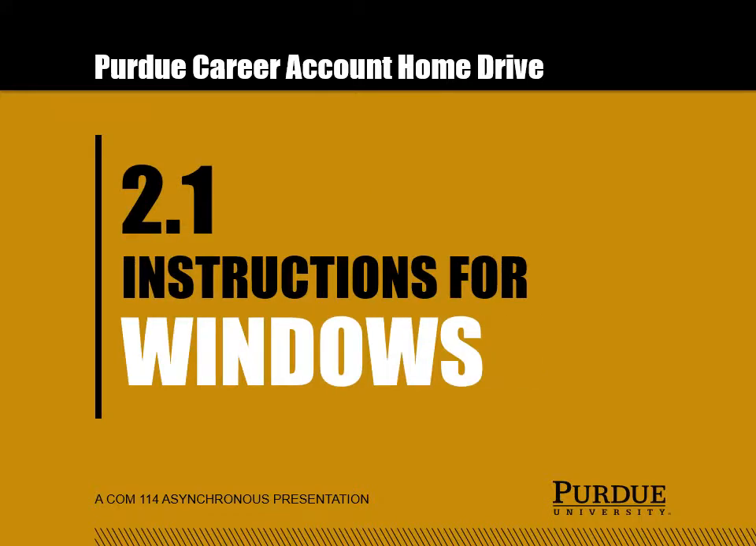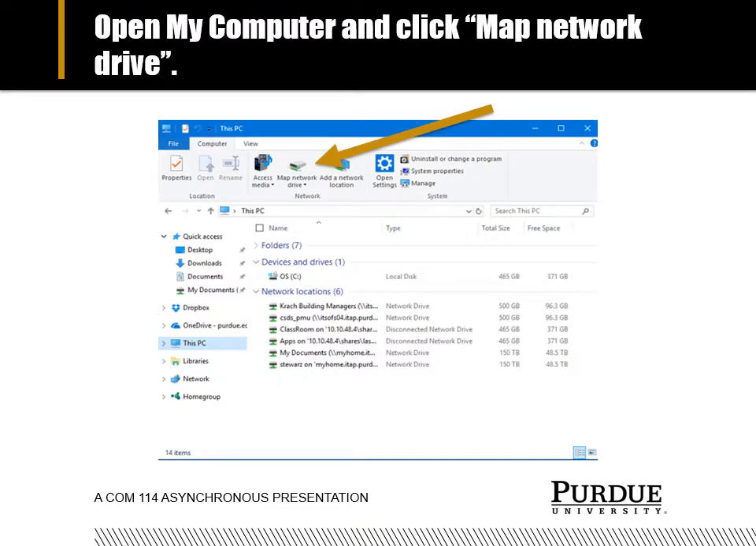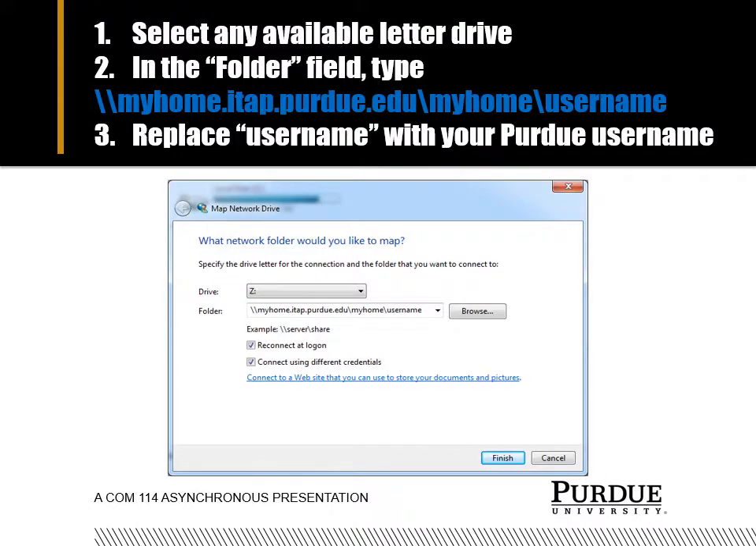2.1. Instructions for Windows. This is where the process becomes significantly different for Windows and Mac computers. First, we'll go through the Windows instructions. You can skip ahead for Mac OS X instructions. First, open My Computer and click Map Network Drive. Select any available letter drive of your choosing. The letter you choose is not important.